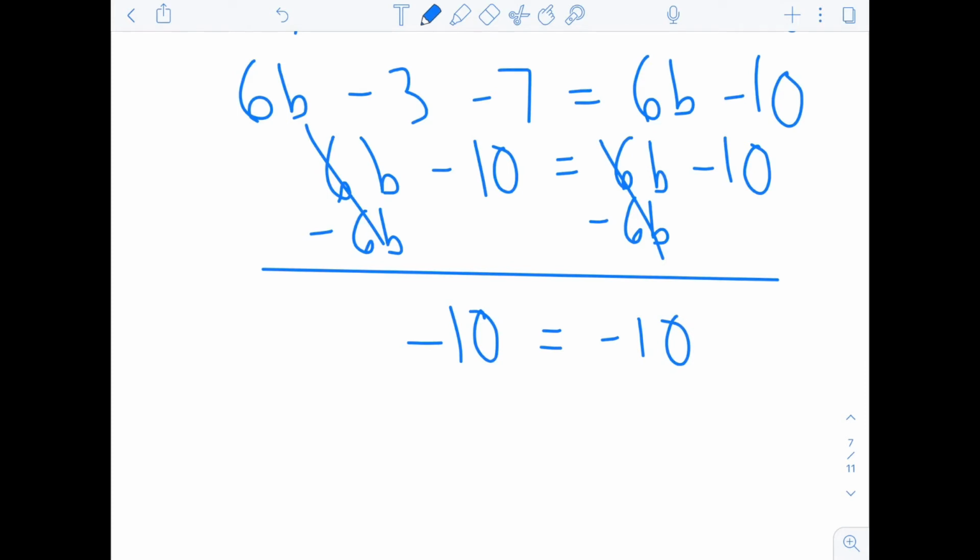Since the expressions on each side of the equation are the same, that means this equation is an identity, which means that it has infinitely many solutions. All real numbers are the solution of an identity. An identity is really an equation that shows a number or an expression is equal to itself, because a step ago it said 6b minus 10 equals 6b minus 10. So there are infinitely many solutions. No matter what I plug in for b, it's going to work out.